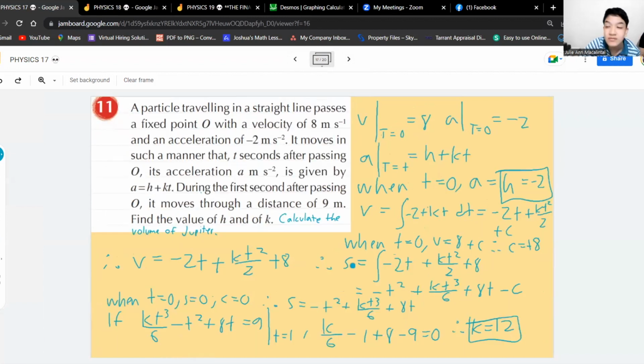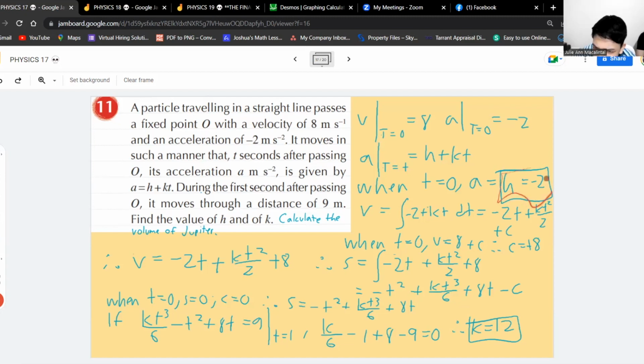Nawala po kayo. Napuputol po kayo, sir. Number 11. Hello? Yes, okay. Okay na po. Kanina napuputol. Rinig na ba? Opo, sir.